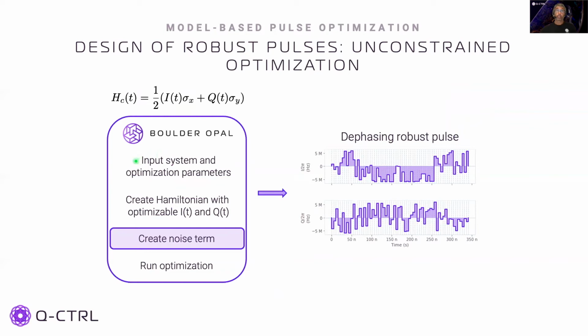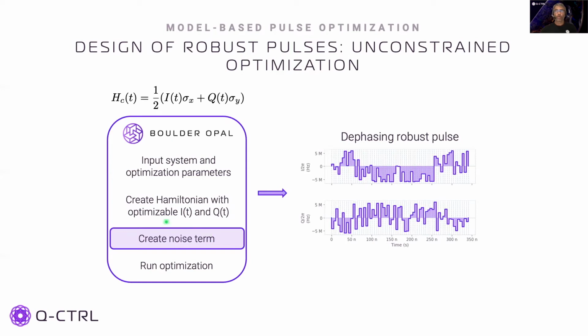We input the parameters of the system like maximum Rabi rates and hardware time resolution. We also input optimization parameters like your target gate, its duration, and the number of segments in your pulse. Then you create the Hamiltonian with the optimizable variables, in this case I and Q.